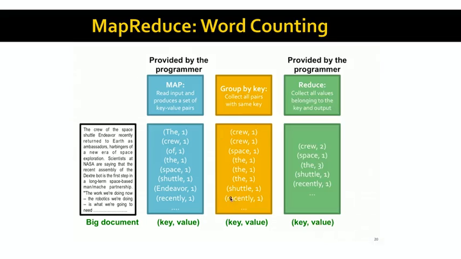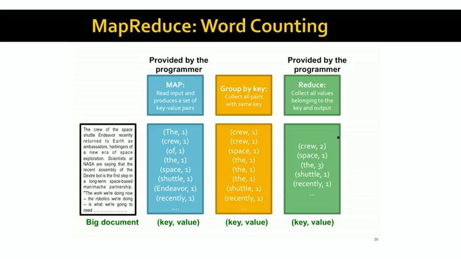And the final step is the reduce step. The reduce step collects together all the values. So the reduce step adds together the 2 ones from "crew" and figures out that there are two occurrences of the word "crew". "Space" is 1. There are 3 tuples with 1 for "the". They're all added together, and the output is 3, and so on. Right. So this is a schematic of the MapReduce word counting example.